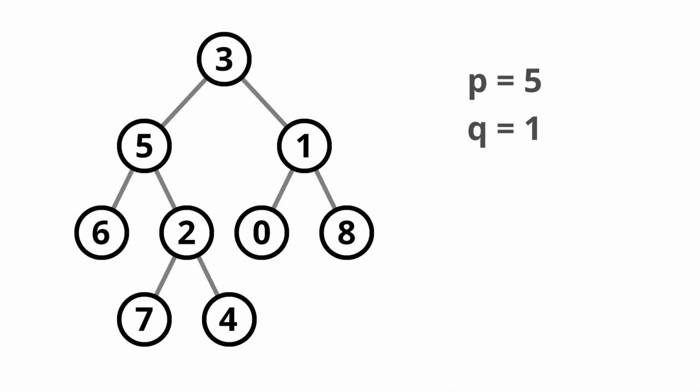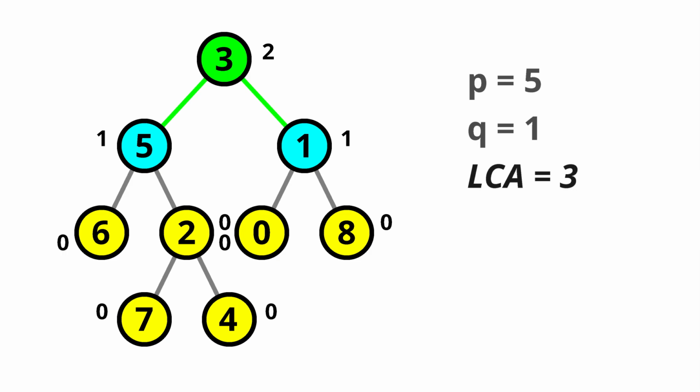In this example, p is 5 and q is 1. We found 0 required nodes at 6, 7, 4 and 2. So let's return the result to the respective parent nodes. At node 5, we have found one required node. On continuing the traversal, we have found one more required node. So at node 3, we have found a total of two required nodes. So this is the lowest common ancestor.